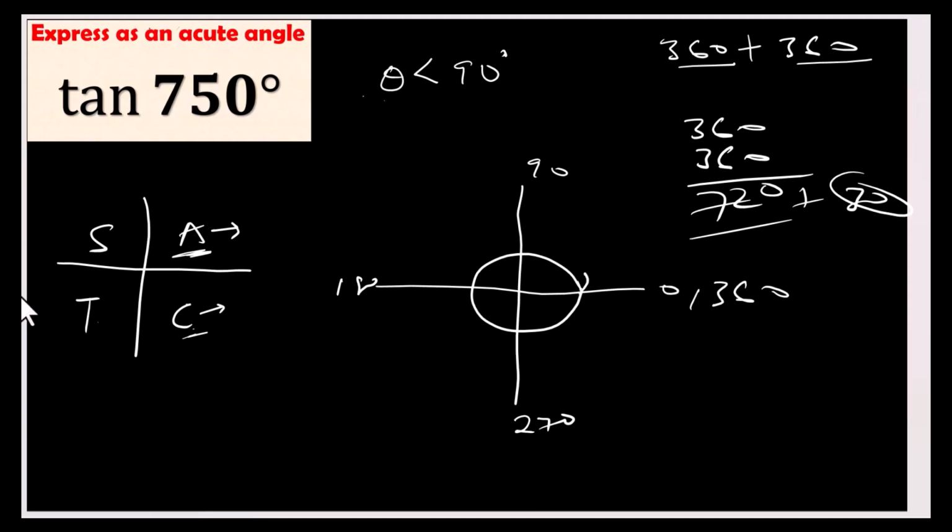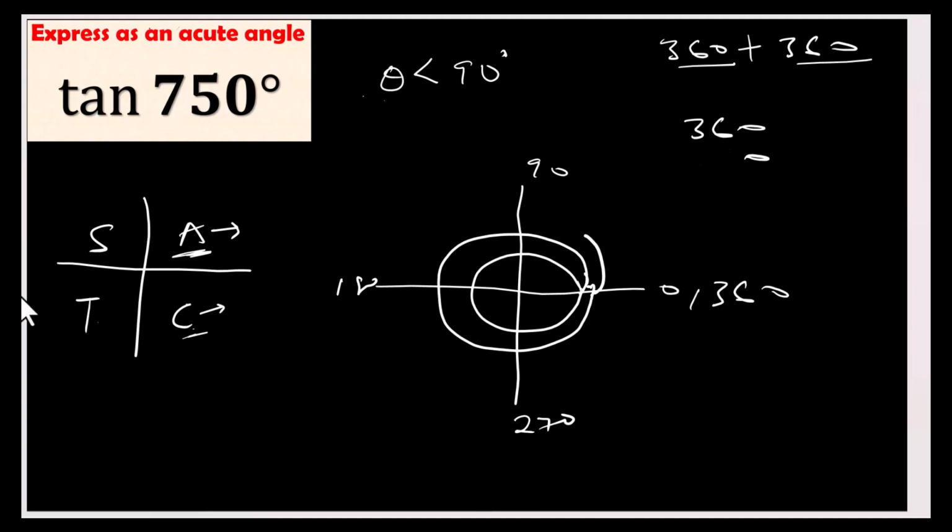So let's do another one. We have this, that is 720. So after 720, we now measure the acute angle, that is the remaining 30 degrees. So it falls here. That is the 30 degrees.